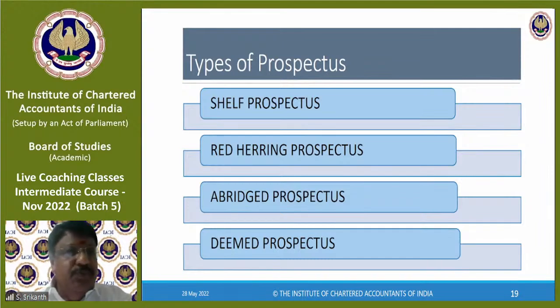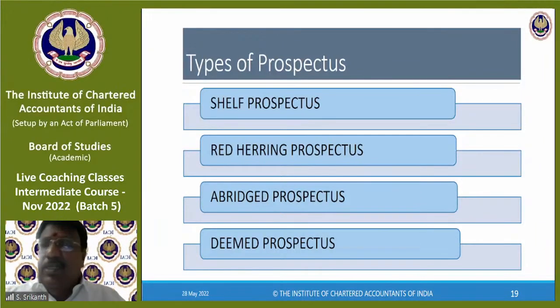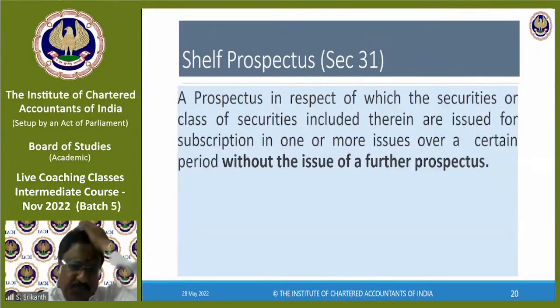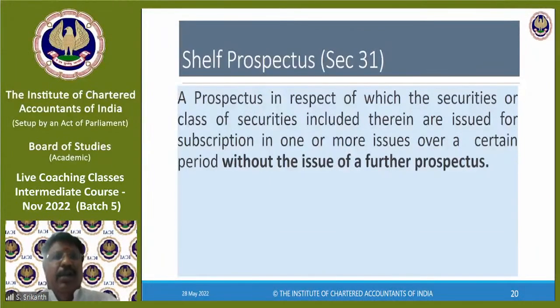Good. Moving on. There are 4 types of prospectus, which is shelf prospectus, red herring prospectus, abridged prospectus, and deemed prospectus. First, let us see shelf prospectus. One of the important questions that you asked me was, sir, you are telling 90 days is the validity of prospectus. What happens if I want to make changes? Should I do it again?